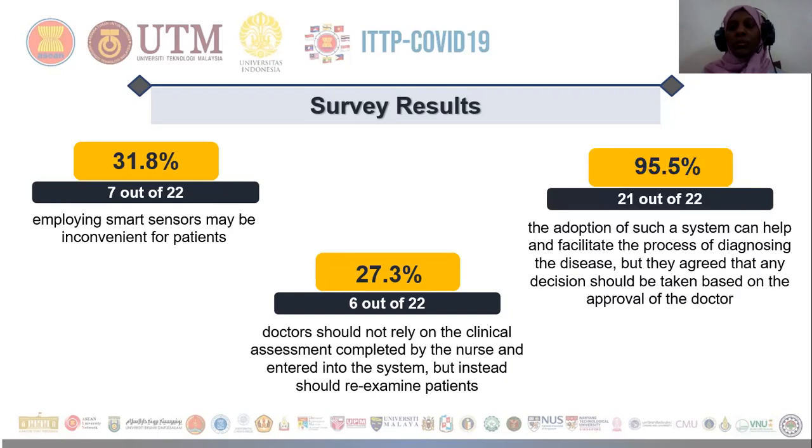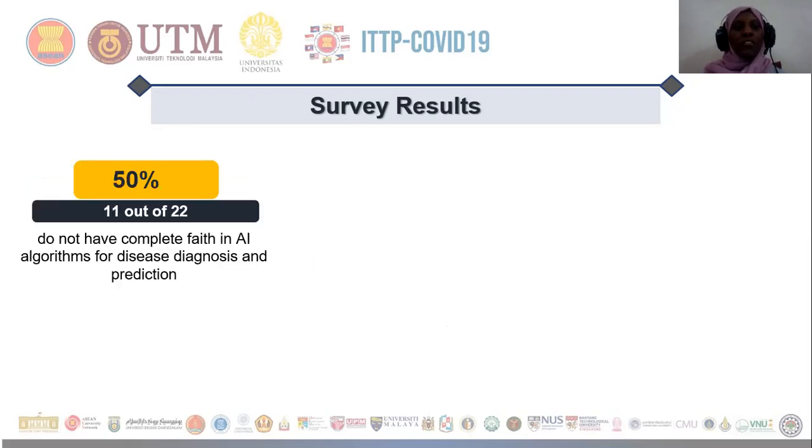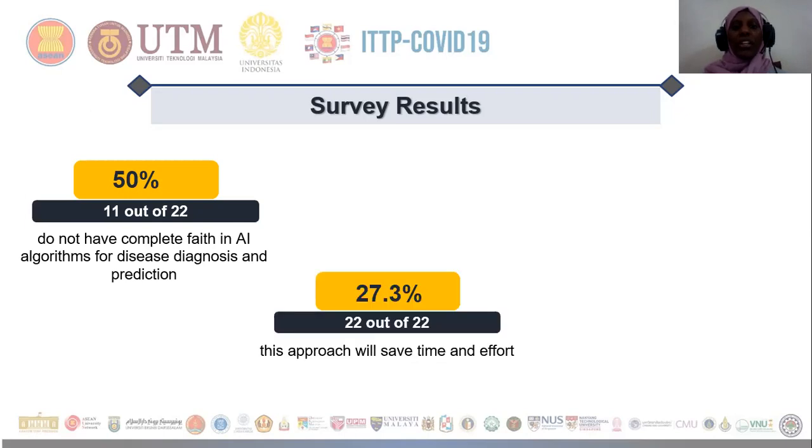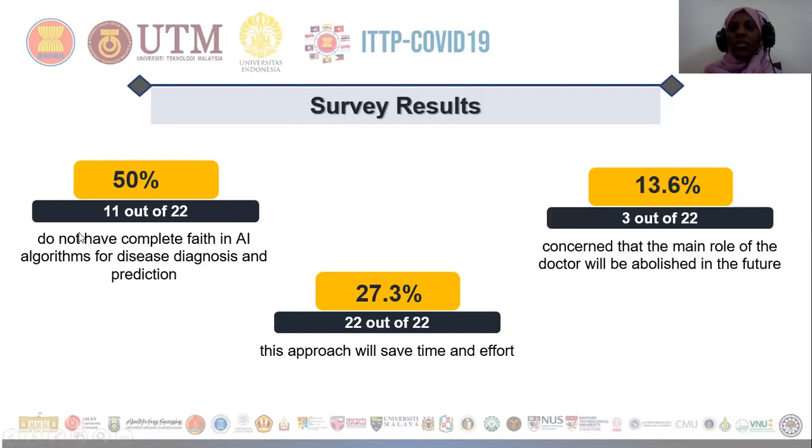21 out of 22 believe that the adoption of such a system can help and facilitate the process of diagnosing the disease, but they agreed that any decision should be taken based on the approval of the doctor. 50% of the participants do not have complete faith in artificial intelligence algorithms for disease diagnosis and prediction, and 22 out of 22, which means 100%, sorry for the mistake, think that this approach will save time and effort. And 3 out of 22 consider that the main role of the doctor will be abolished in the future if we adopt these models.